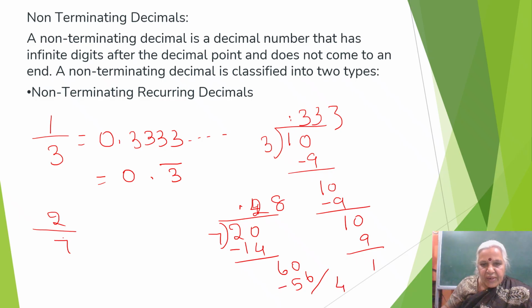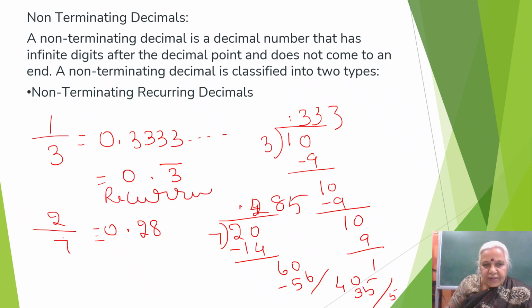You add a 0, and 7 5s are 35. That means here it is 40 minus 35 is 5. Therefore, it is also continuing, and here it is not coming to an end, but it is a recurring decimal. Here also it will continue if you continue with the division.